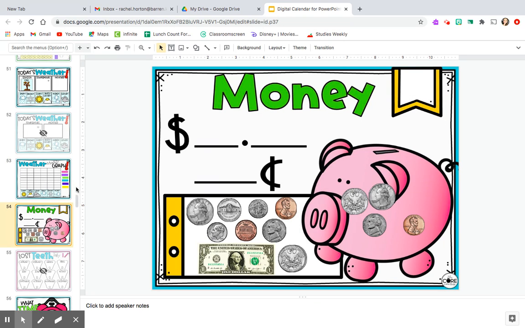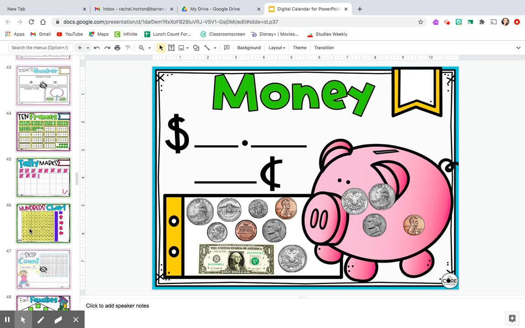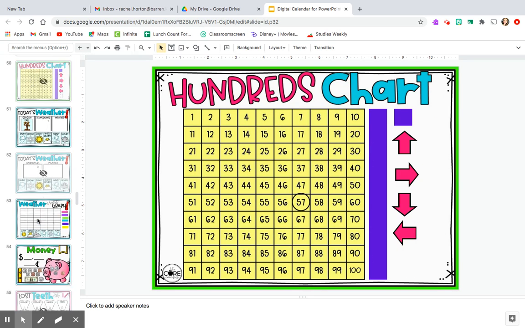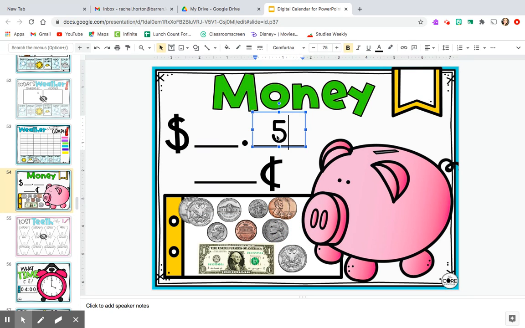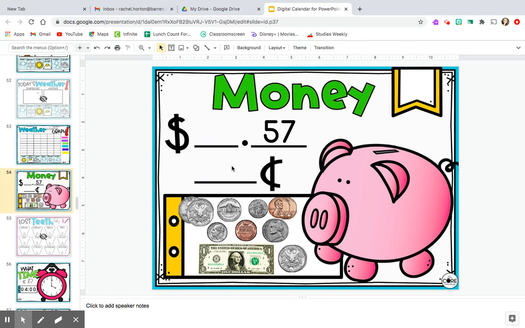All right, here we go. Now, we've been in school for 57 days. Let's look, make sure. Yep, 57. 57 days. So let's put 57 coins into our piggy bank. Let's start over here. All right, 57. 57 cents. Remember, this is our cent sign right here. 57.